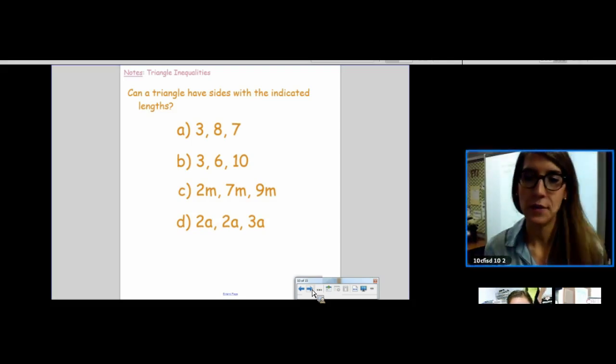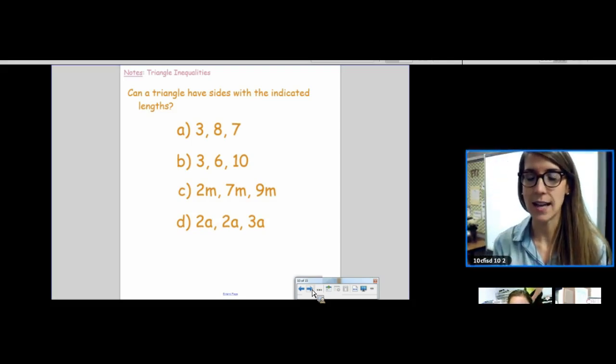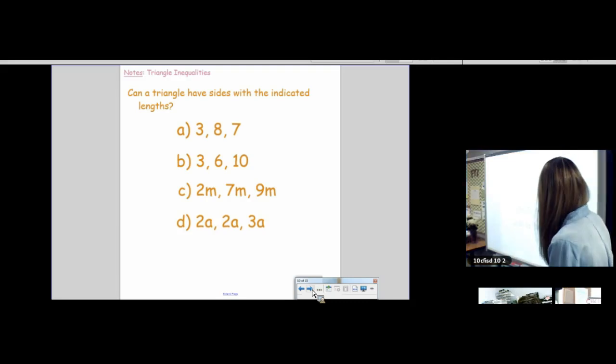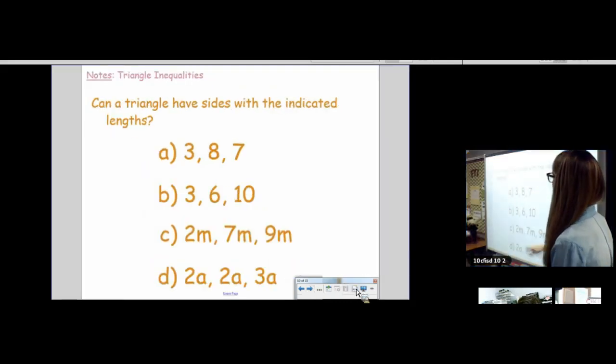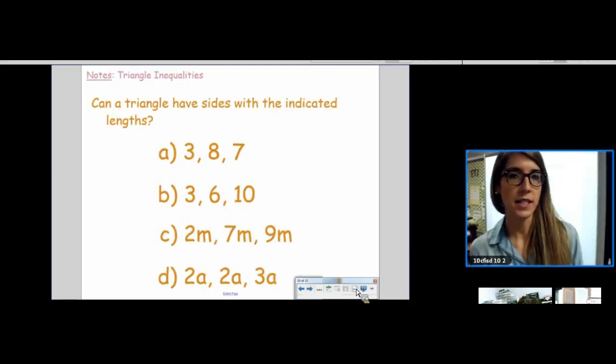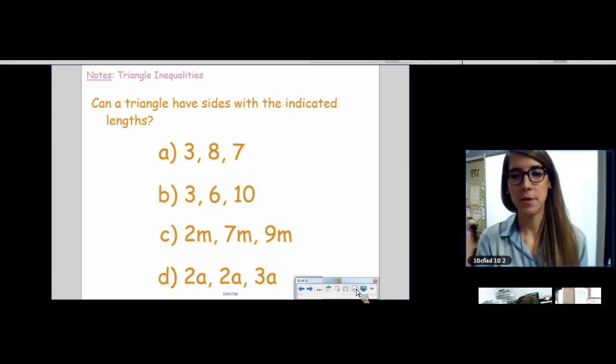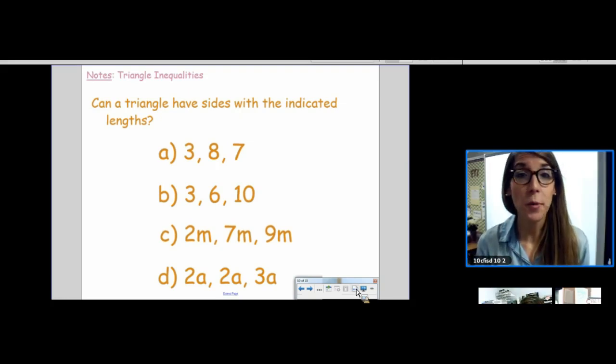Can a triangle have sides with the indicated length? So it's asking, will these lengths form a triangle? So it's a yes or no question. Now, we could check all three of them, right? We could do 3 plus 8. Is that greater than 7? Yes. 8 plus 7. Is that greater than 3? Yes. 3 plus 7. Is that greater than 8? Yes. We could check all three of them.